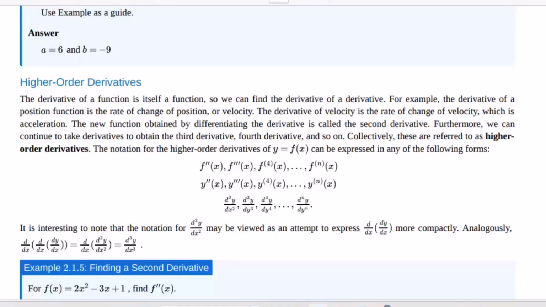Otherwise, there will be an inconsistency here. Let me rectify this mistake. Remember, this is the second derivative. In the first derivative, it is f of x plus h minus f of x. Now, for the second derivative, it is going to be the limit of the first derivative of x plus h minus the first derivative of x, all over h, as h approaches 0.